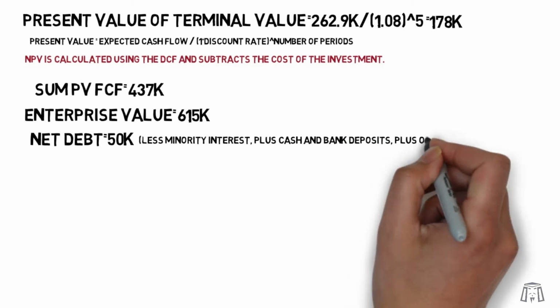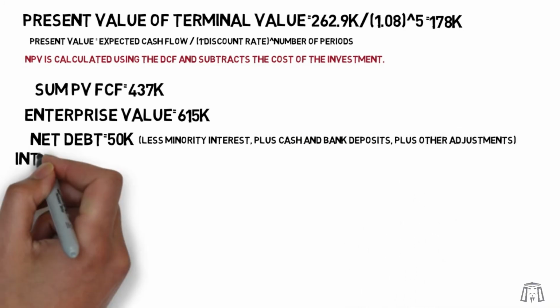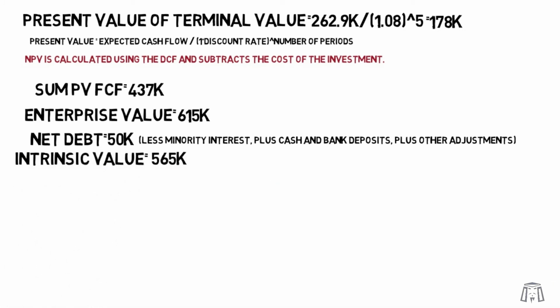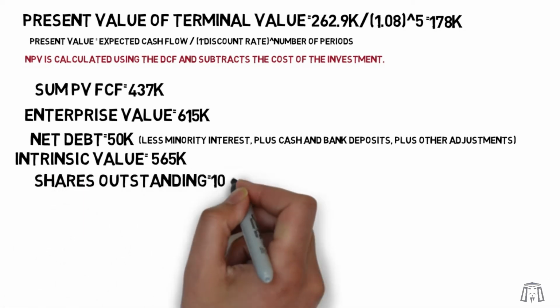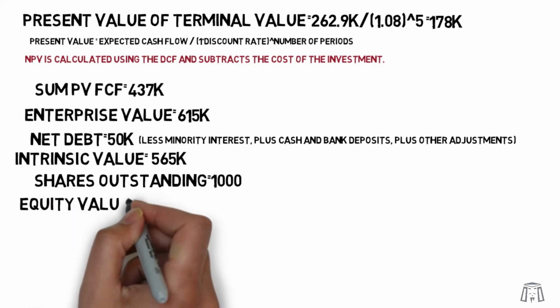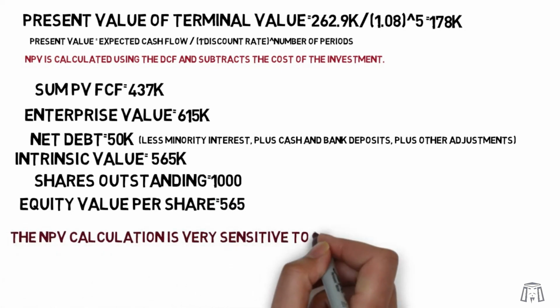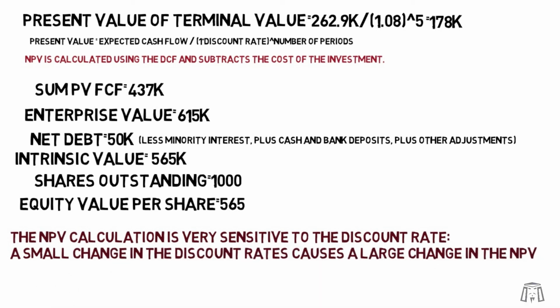We can also subtract minority interest, add cash and bank deposit and other stuff. The intrinsic value of the stock is 565k. So let's say the stock has 1000 shares outstanding. We find that the equity value per share, or the fair price, is $565, for example. So the net present value is very sensitive to the discount rate. Small change can cause a large change in the net present value.